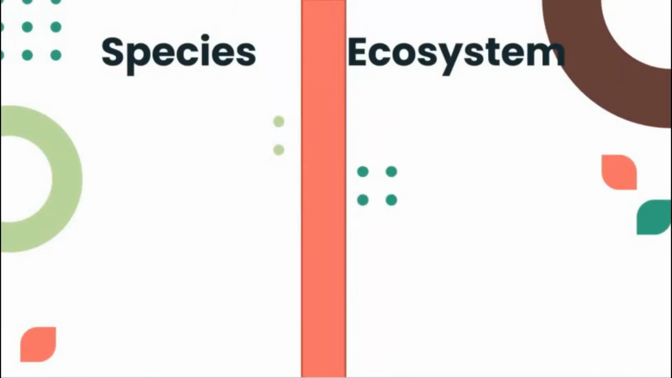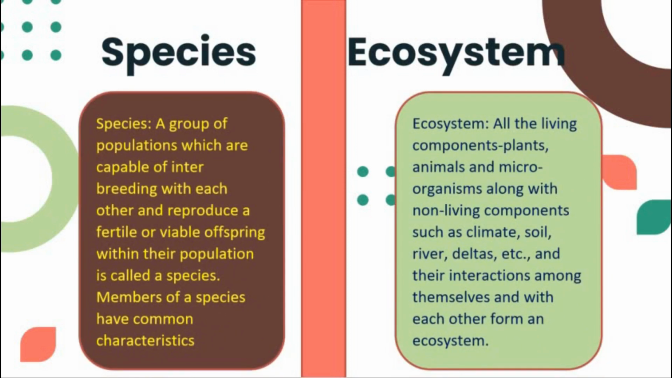Let's first look into species. A species is a group of populations which are capable of interbreeding with each other and reproducing fertile or viable offspring within their population. Members of a species have common characteristics.